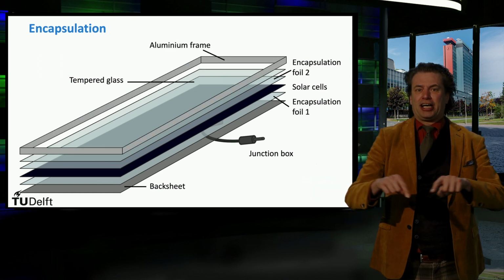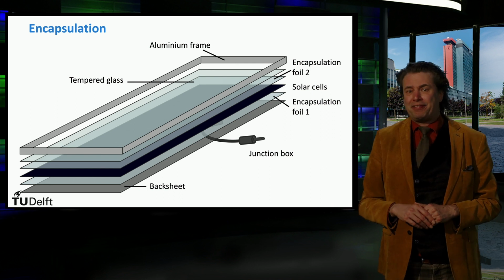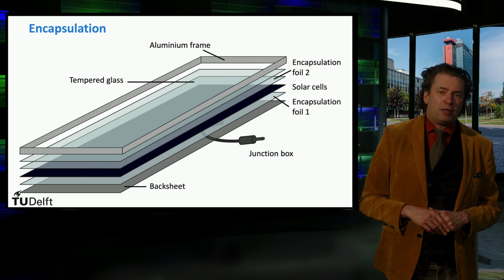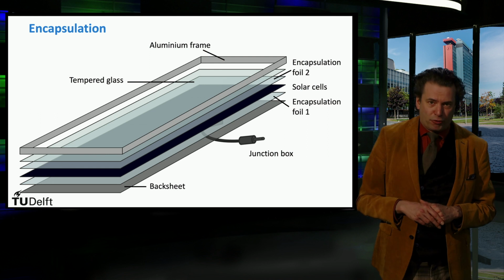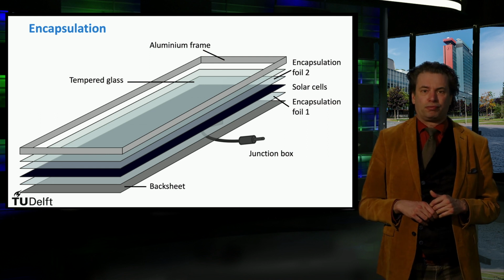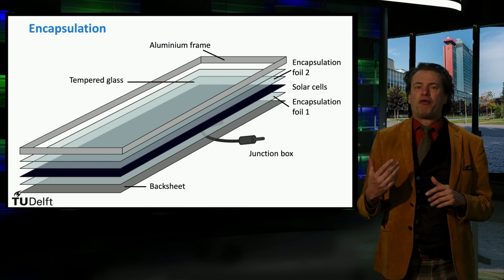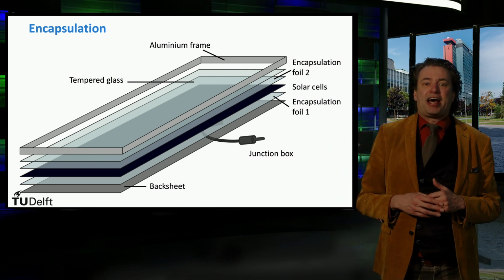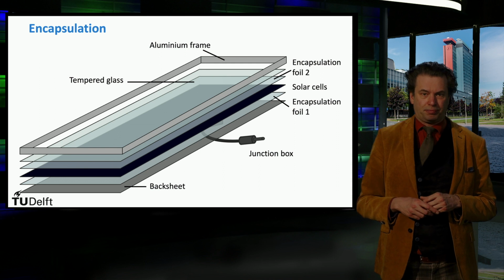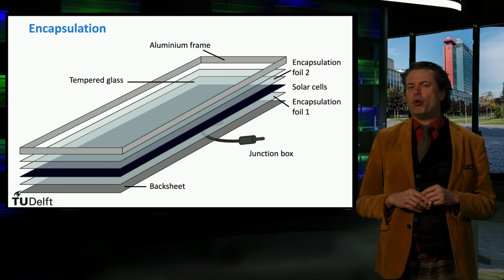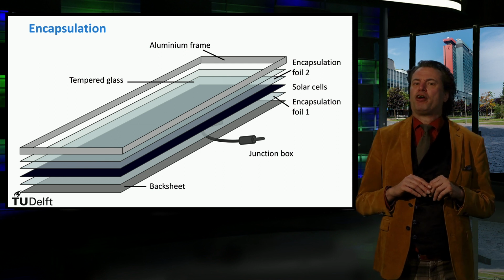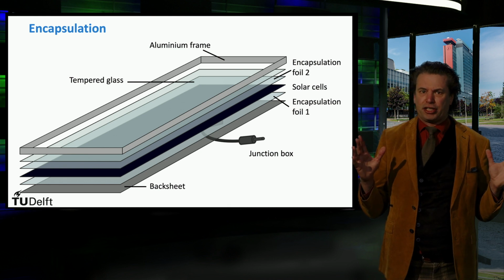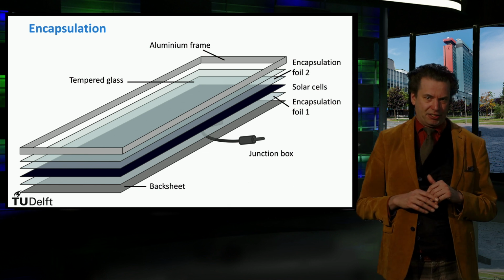Finally, the sides are first sealed and then protected with an aluminum frame such that the module can be mounted on support structures. As you can see, going from a solar cell up to a module gives rise to a whole new set of technical considerations. In part 3 of this MOOC, we will discuss the operation of modules and design considerations in the PV system in greater detail.